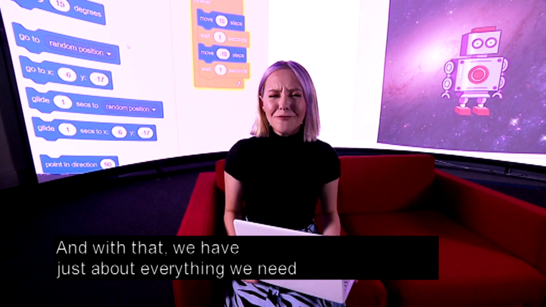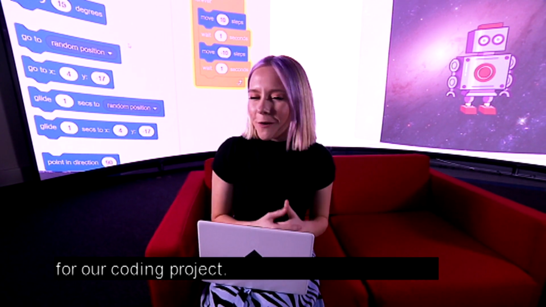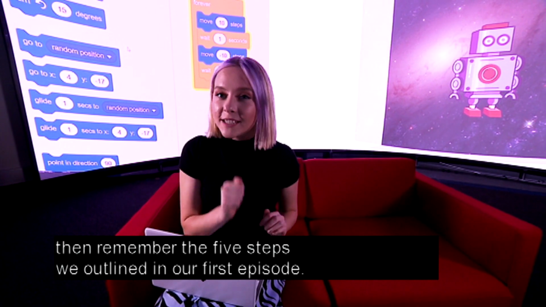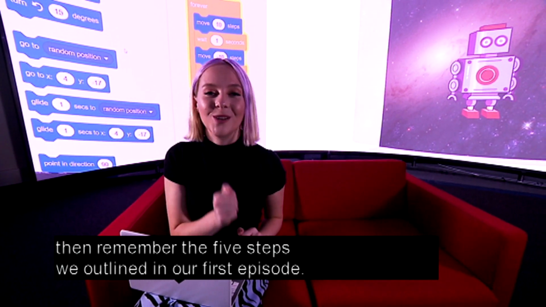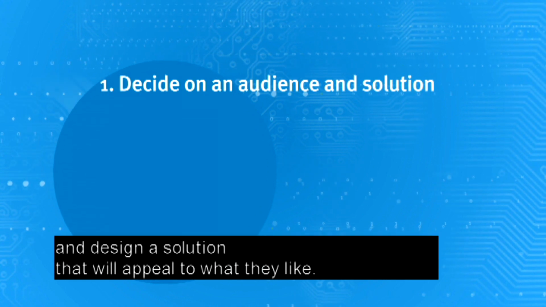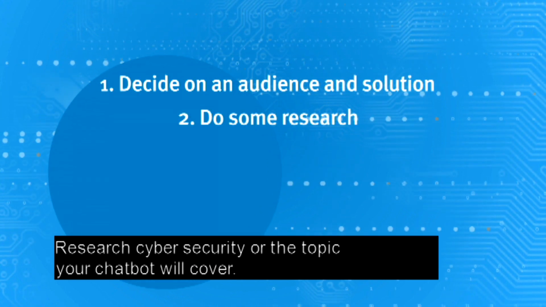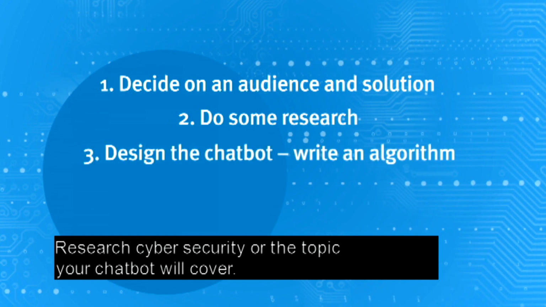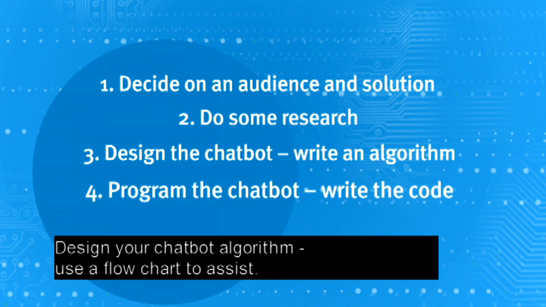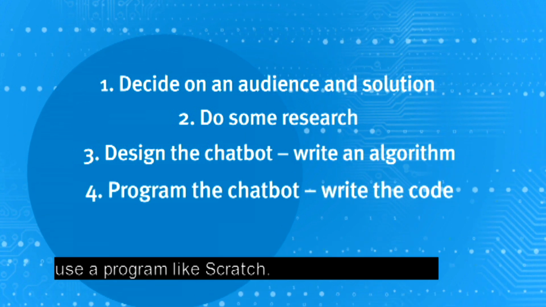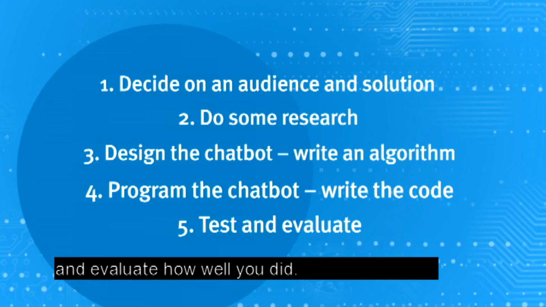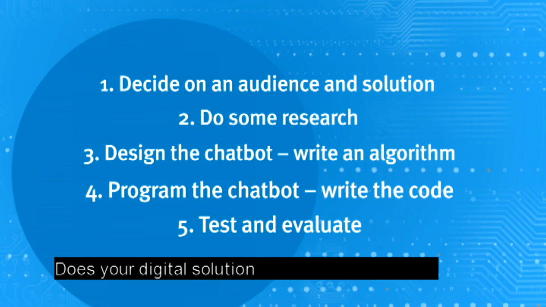And with that, we have just about everything we need for our coding project. If you still need some help getting started, then remember the 5 steps we outlined in our first episode. Decide on your audience and design a solution that will appeal to what they like. Research cybersecurity or the topic your chatbot will cover. Design your chatbot algorithm. Use a flowchart to assist. Write your code. Use a program like Scratch. Test your chatbot and evaluate how well you did. Does your digital solution solve the problem?